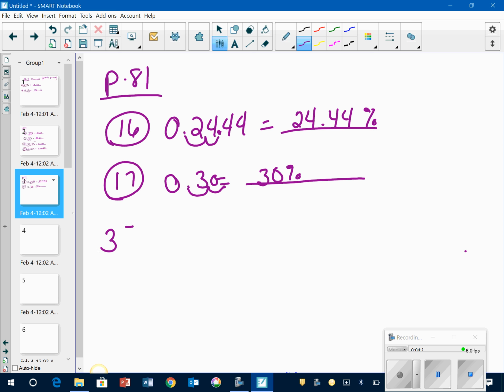Number 35 is one that people sometimes will get confused on because you have just the number 2, but you have to think of it as 2.0. Then you're going to move your decimal point 2 places to the right. So this will go 1, 2. You have to add a 0 in. So then you have 200%.